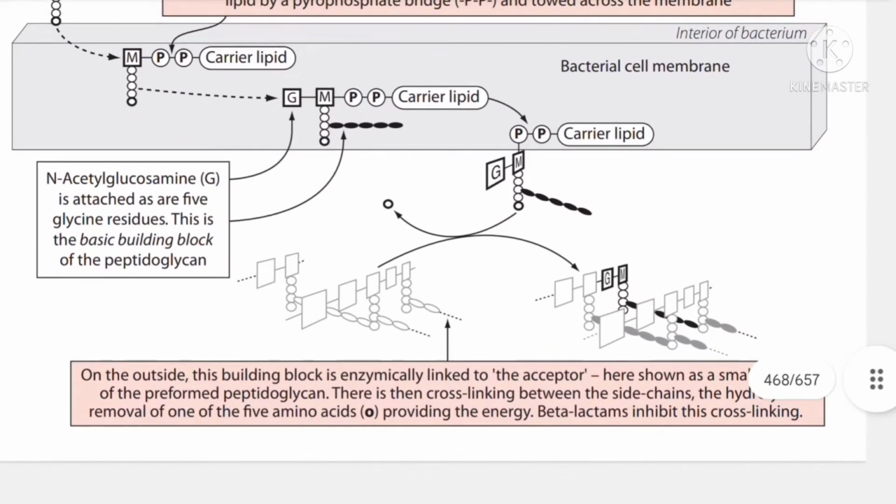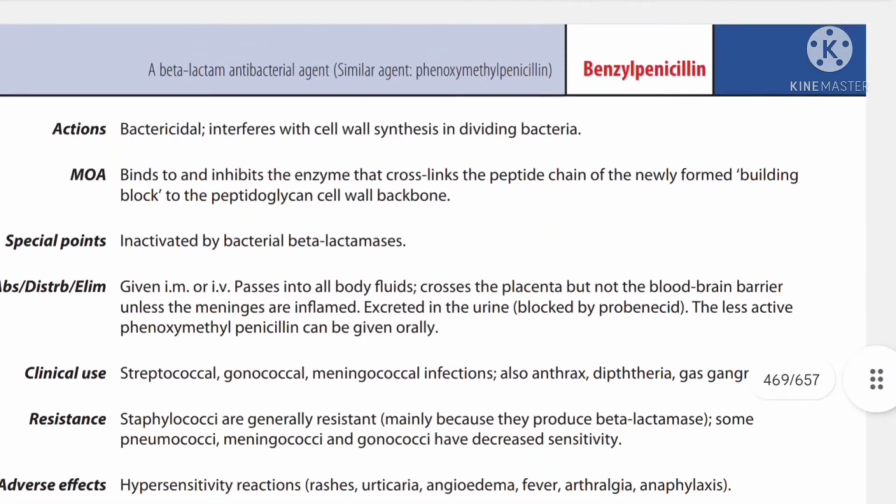So on the outside the building block is enzymatically linked to an acceptor. By the arrow you can see the acceptor here, shown as a small section of the preformed peptidoglycan. There is then cross-linking between the side chains, with the hydrolytic removal of one of the 5 amino acids providing the energy. So the beta-lactams inhibit the cross-linking. Here you can see the actions.